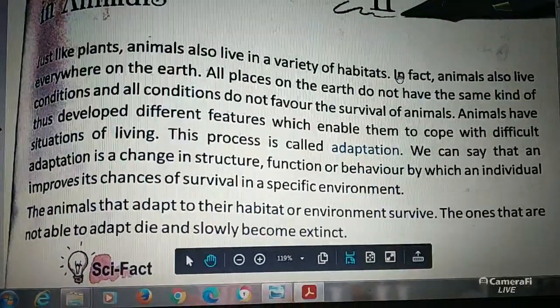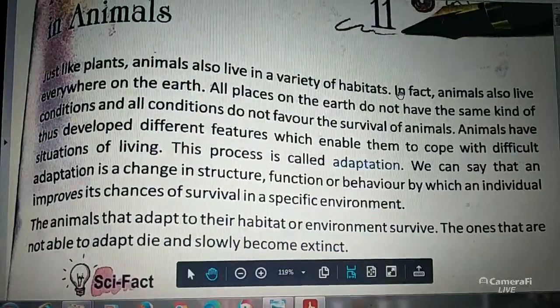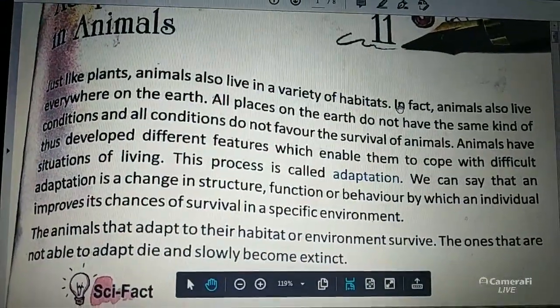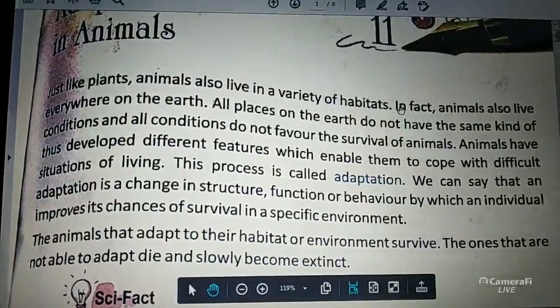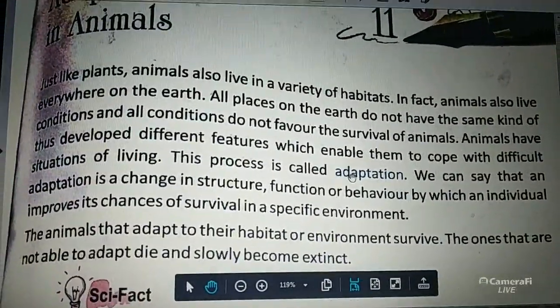Yes, I will do the chapter 11 exercise. Okay, Devjit. Okay. I know I have not finished the chapter. Today I am giving revision of this chapter only.